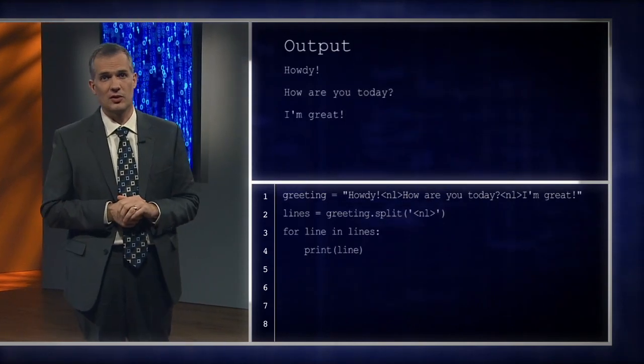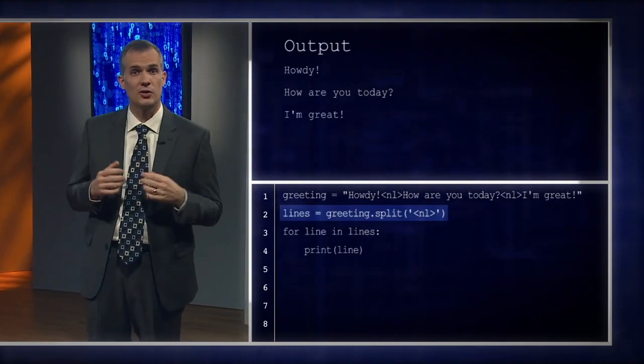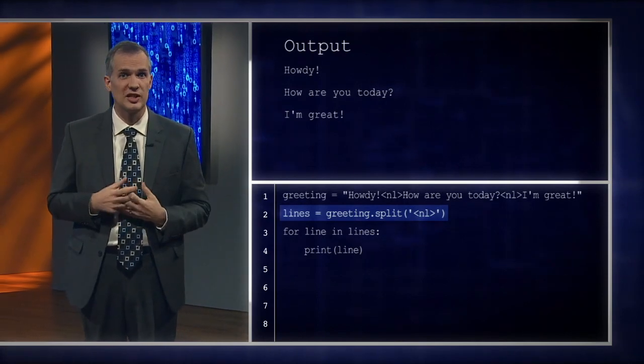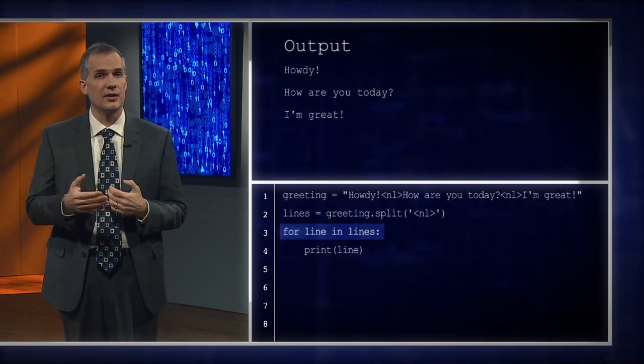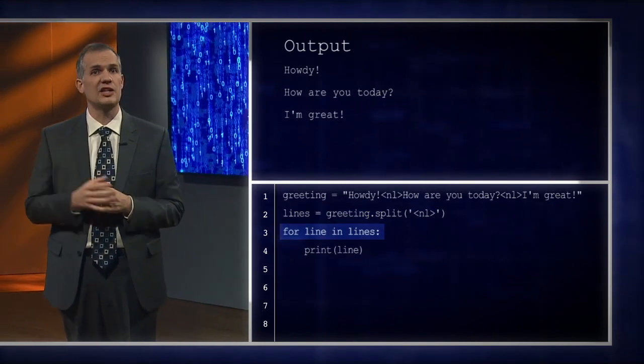Here's what your code might look like. You can first split the greeting into different lines by using the split command, and the NL in brackets is the separator. Then, just loop through that list, printing each line individually.